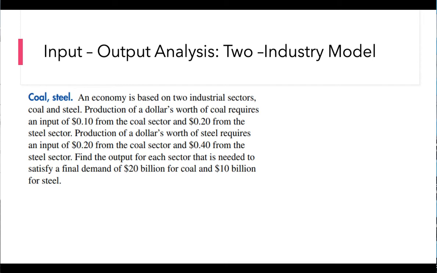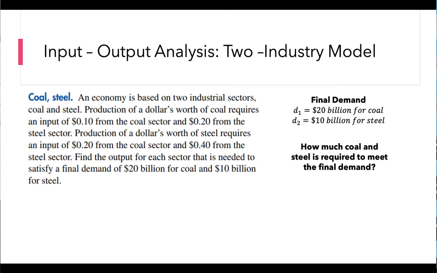So first of all, I want to look at this last sentence and talk about what the final demand is. Well, the final demand is we need $20 billion worth of coal. So we're going to need more than $20 billion worth of coal because we're going to be using some of that coal to produce $20 billion worth of coal. I hope you followed that. And we're going to need $10 billion worth of steel. So what this question is asking is how much coal and steel is required to meet that final demand?